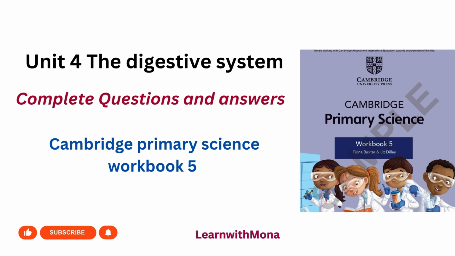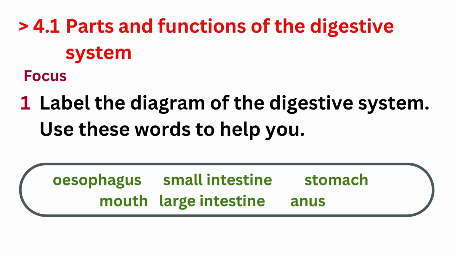Today we are going to do the exercises from Cambridge Primary Science Workbook 5, Unit 4, the Digestive System. 4.1 Parts and Functions of the Digestive System. Focus. Question number 1. Label the diagram of the digestive system. Use these words to help you. Esophagus, small intestine, stomach, mouth, large intestine, anus.